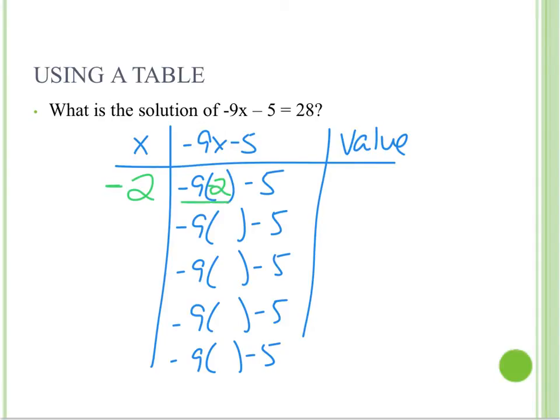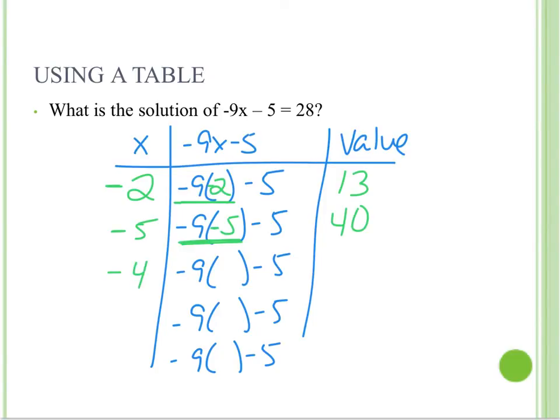Negative 9 times negative 2 is positive 18. Positive 18 minus 5 is 13. Well, at least we're positive now, so I'm going to guess it has to be a negative number. Let's try negative 5. Negative 9 times negative 5 is positive 45. Positive 45 minus 5 would be 40. Okay, well, that's a little big, so let's go down a little bit.